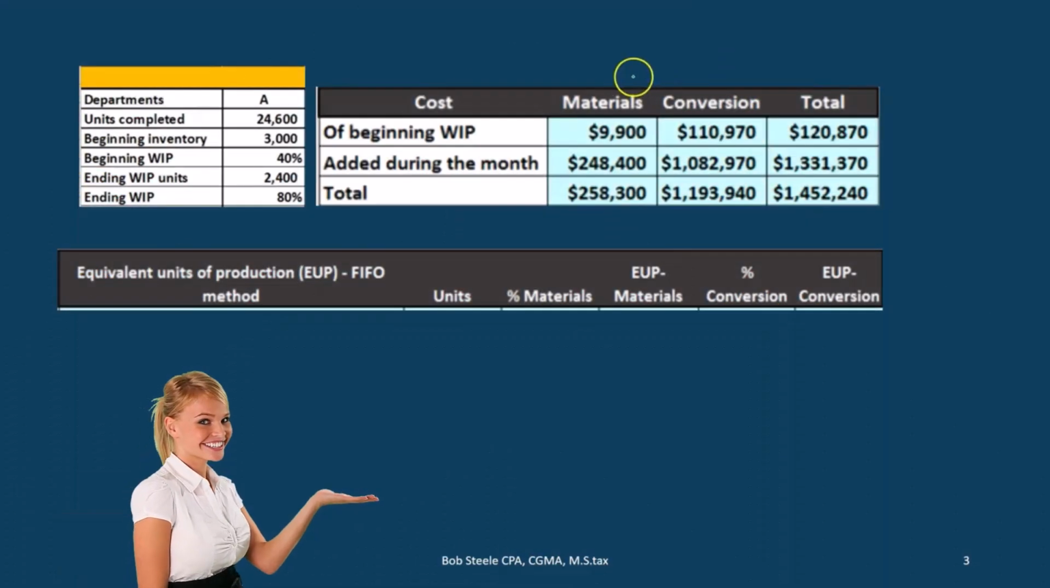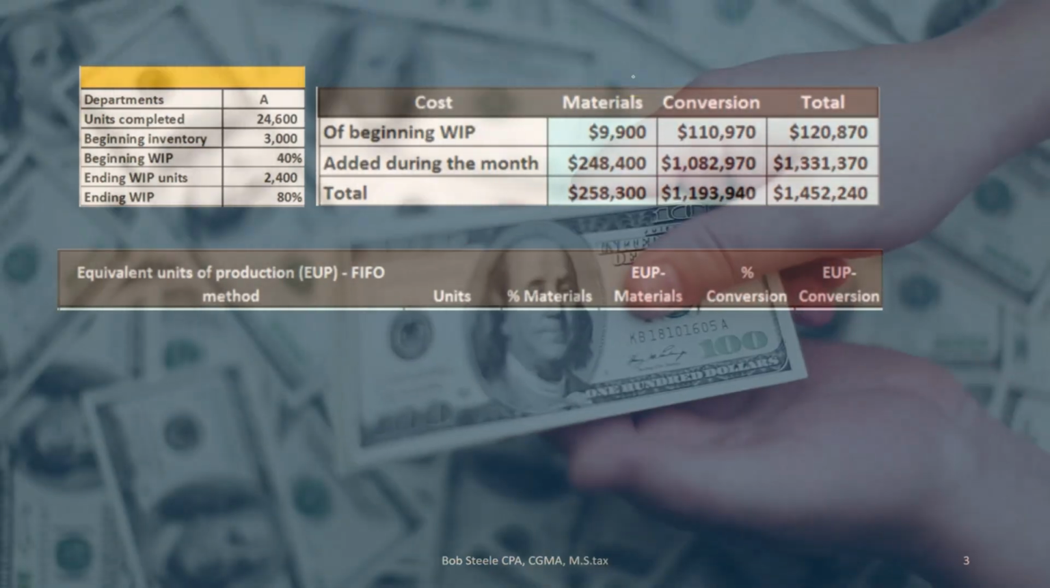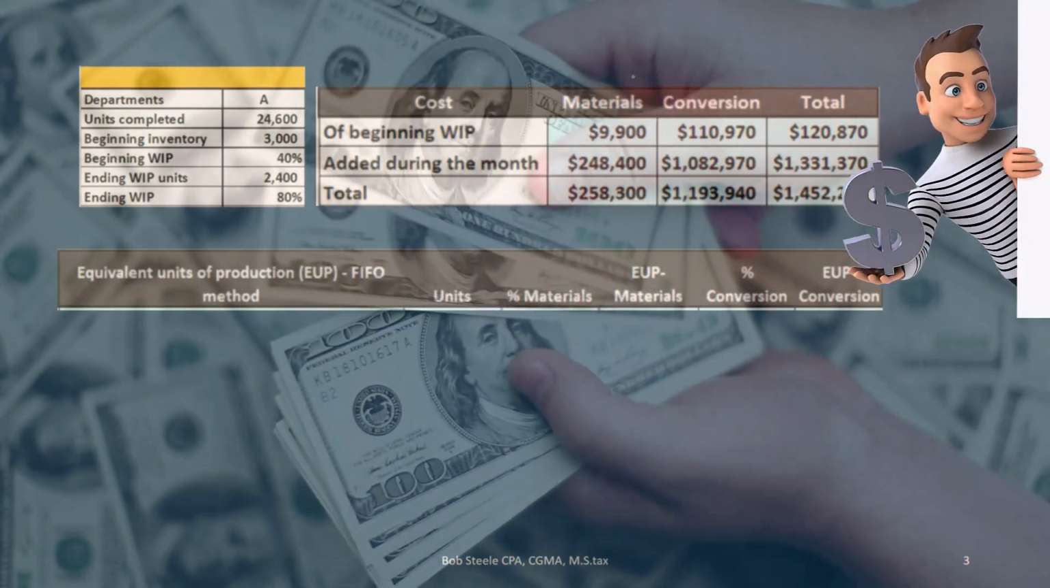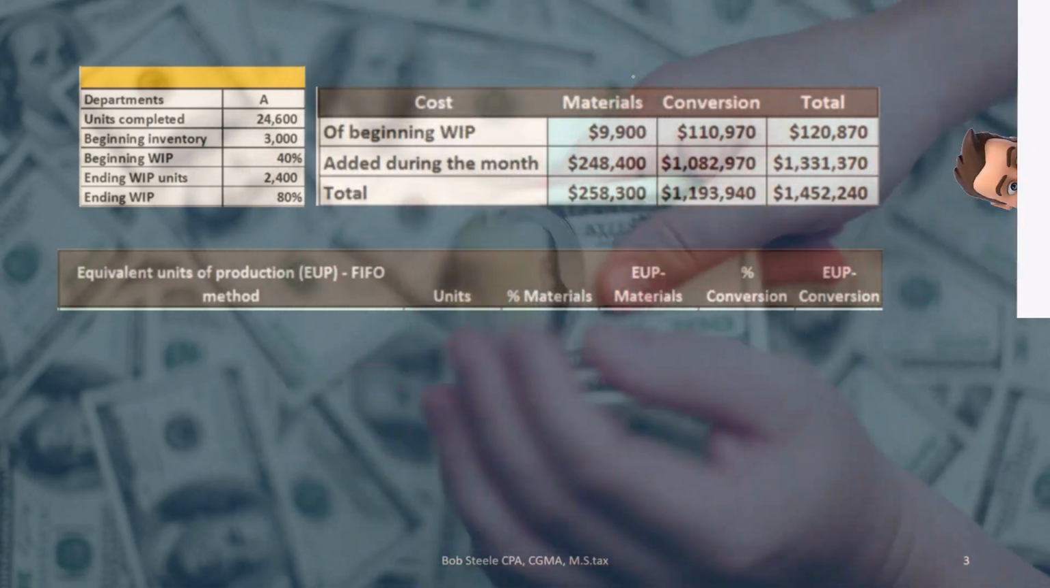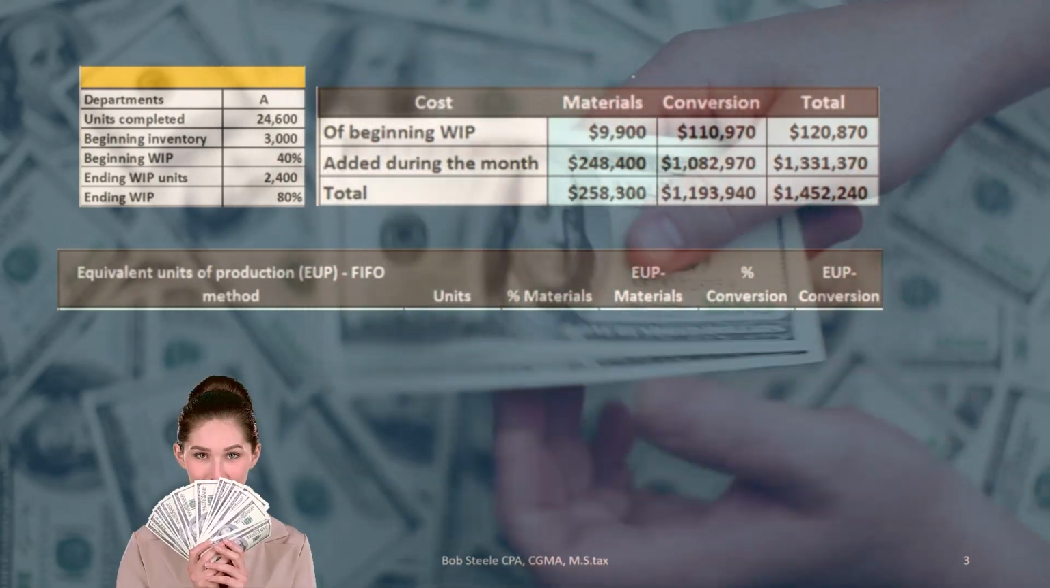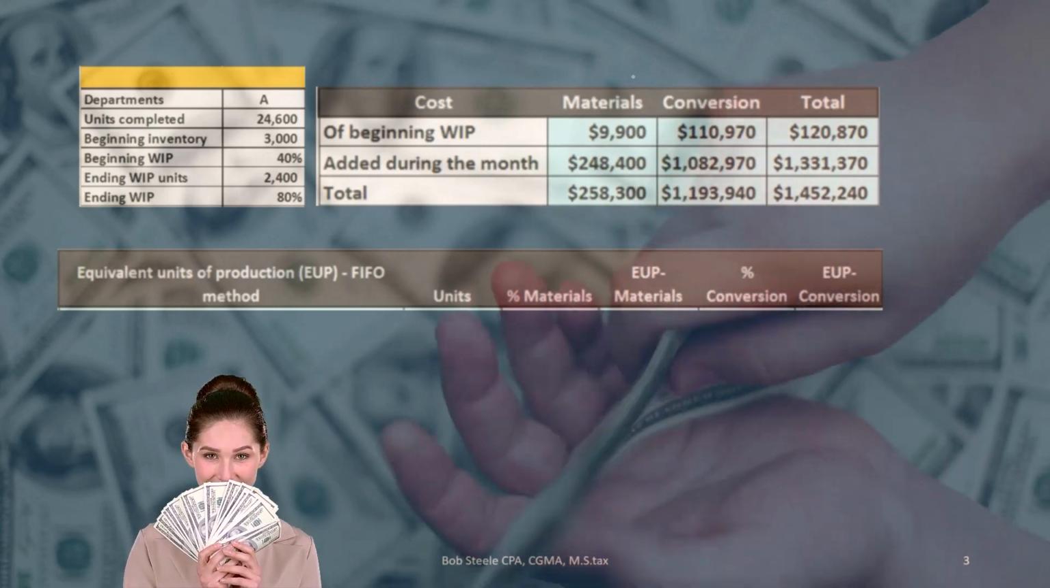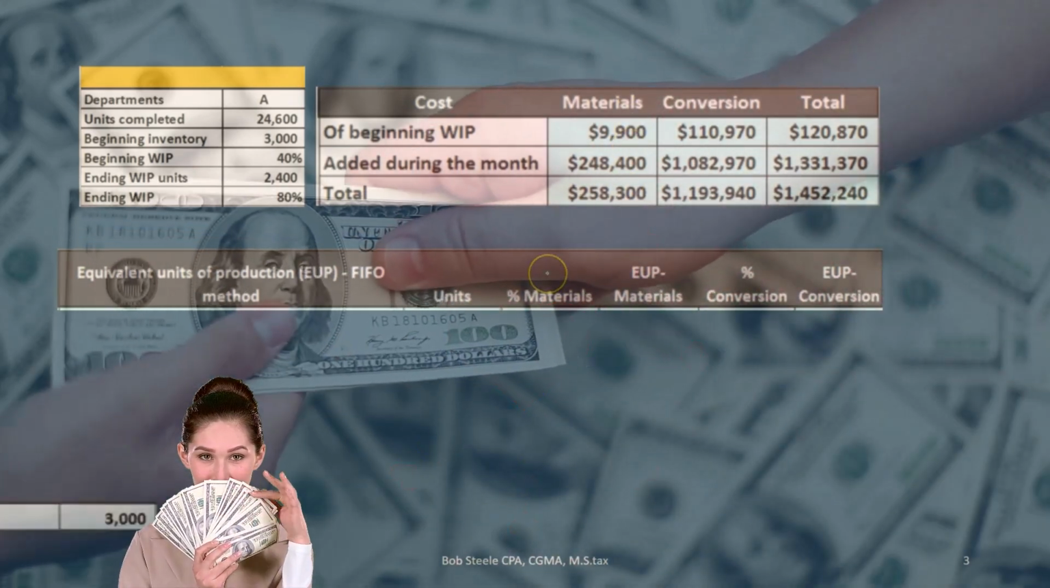So note what we have here in dollars. We actually kind of know the dollars here. Our goal here is to take these and then allocate the dollars to the proper department using kind of a ratio analysis. That's what the equivalent units will help us to do. Alright, so here we have our information down here.